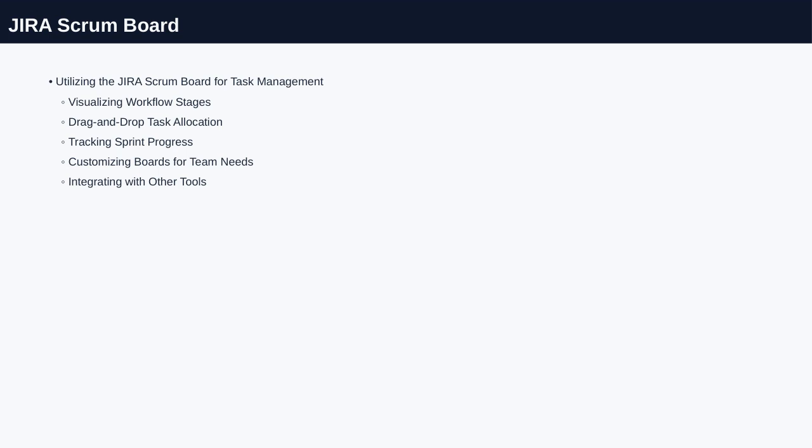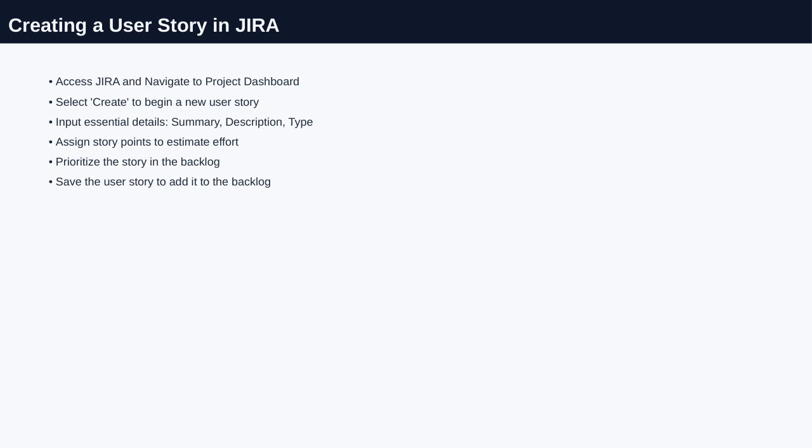address any blockers quickly. One of the strengths of Jira is how customizable the boards are, letting teams tailor them to fit their unique workflows and priorities. Plus, it integrates well with other tools, which helps streamline communication and keeps all project information connected in one place. This flexibility and visibility make it easier to stay organized and focused on delivering value each sprint.